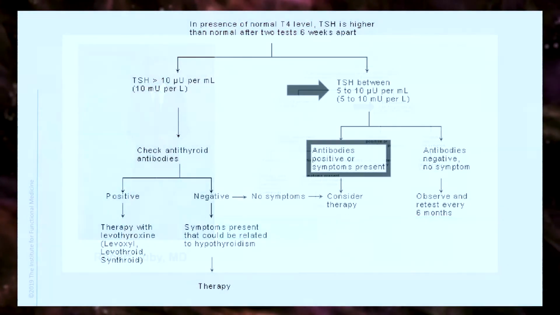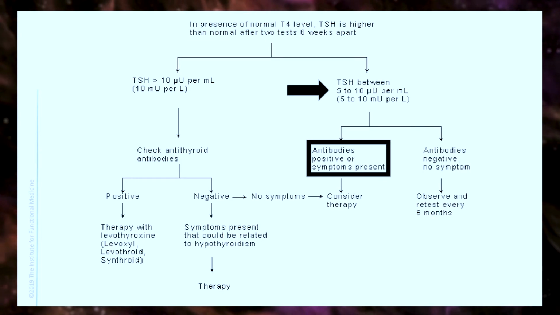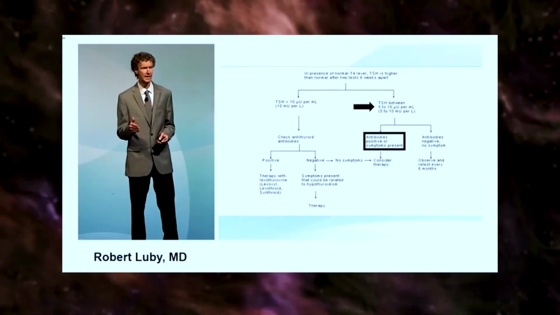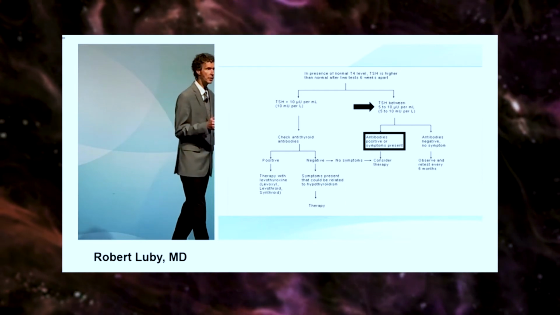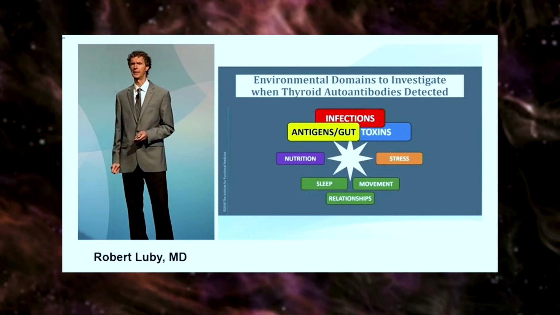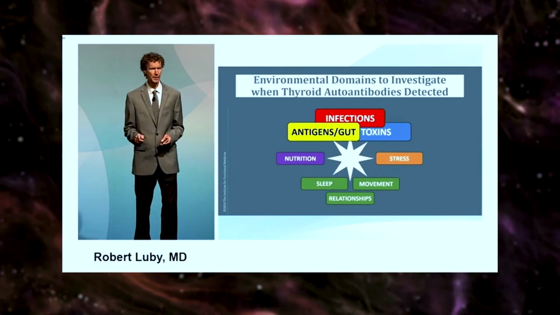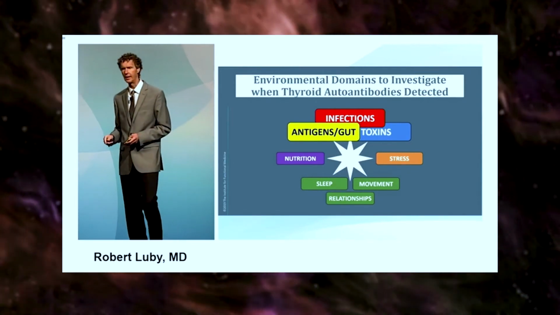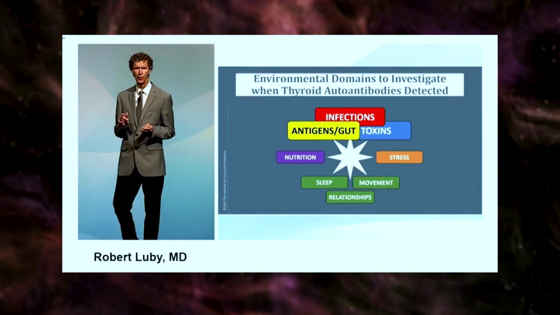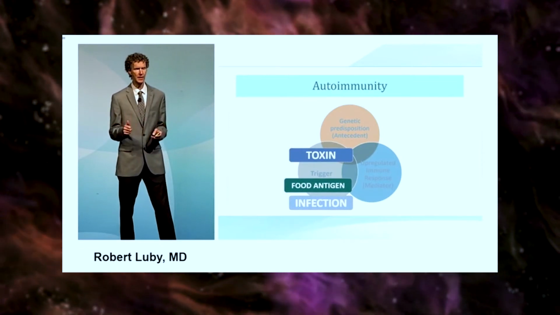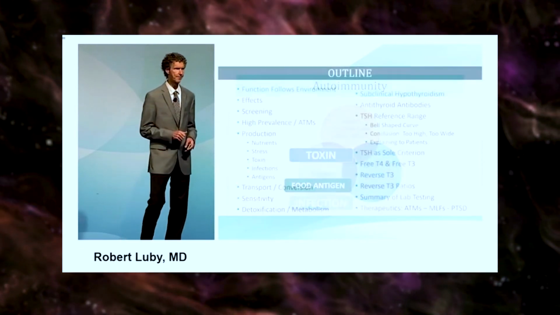TSH between 5 and 10, you're certainly justified. If either you have antibodies positive or symptoms present at that point, therapy may be considered. And again, remember, therapy is only T4. If you don't have antibodies, does that prevent you from making the lifestyle changes and the behavioral changes that we know improve thyroid function? Absolutely not. And when you do detect antibodies, what three domains do you want to pay special attention to? Assimilation, defense and repair, and biotransformation and elimination, because those three contain three of the triggers of autoimmunity. So if you've got thyroid antibodies, think about toxins, food antigens, and infections.